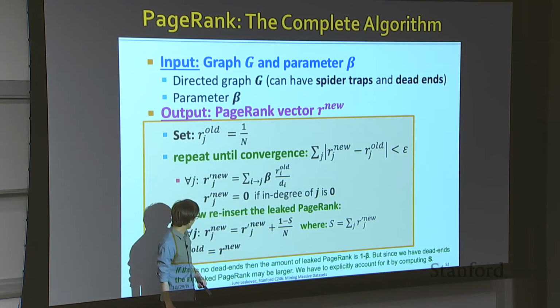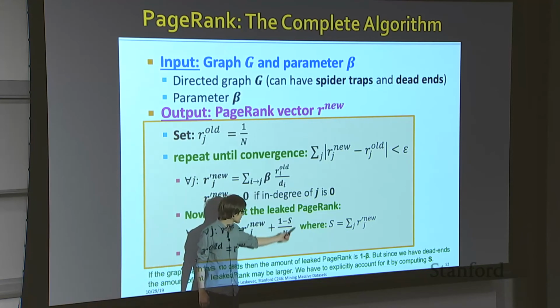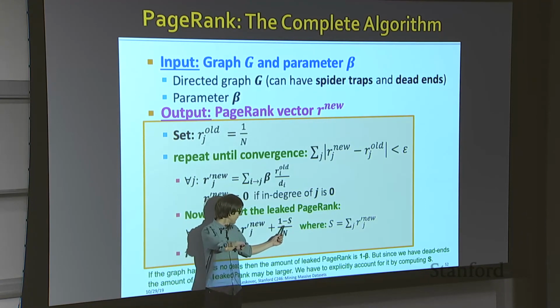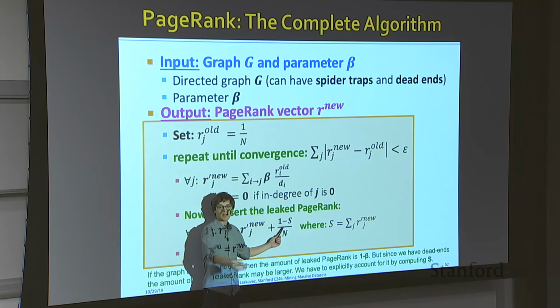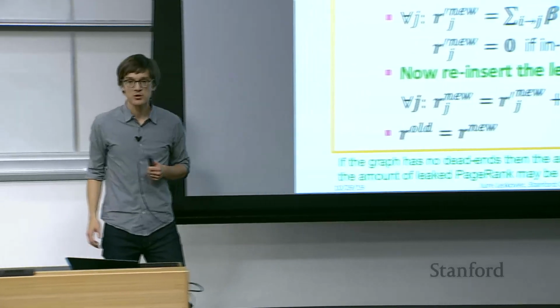So that's essentially it. This contains two things. It contains the landing at your place because of the 1 minus beta, plus the landing because I got lost in the dead end. So notice that I'm not explicitly accounting for random jumps here.